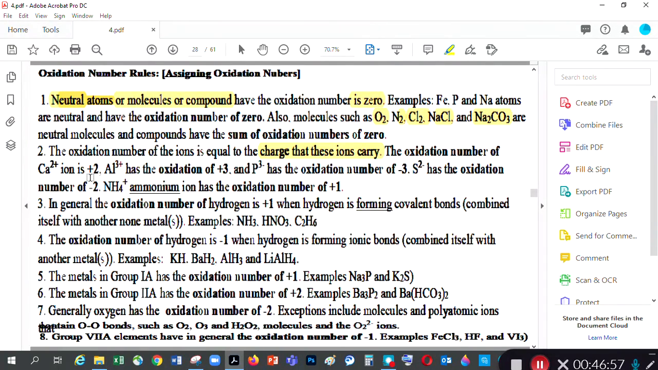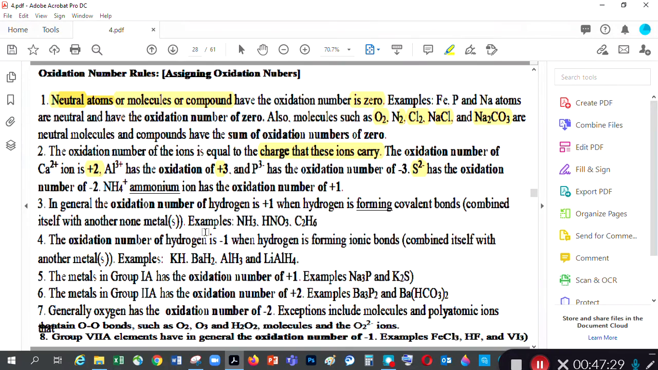For example, calcium is a 2+ ion, so the oxidation number is +2. Aluminum is a 3+ ion, the oxidation number is +3. Phosphide is P3-, so the oxidation number is -3. Sulfide is S2-, so the oxidation number is -2. Ammonium has an oxidation number of +1 because it has 1 positive charge.